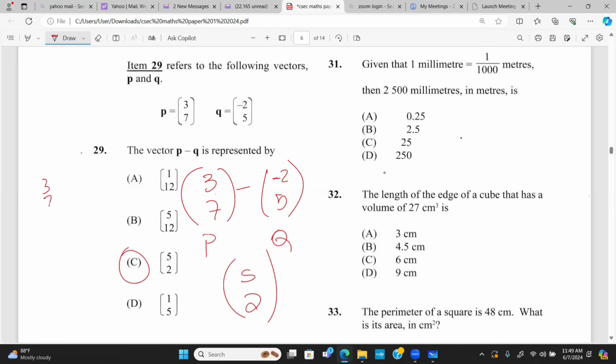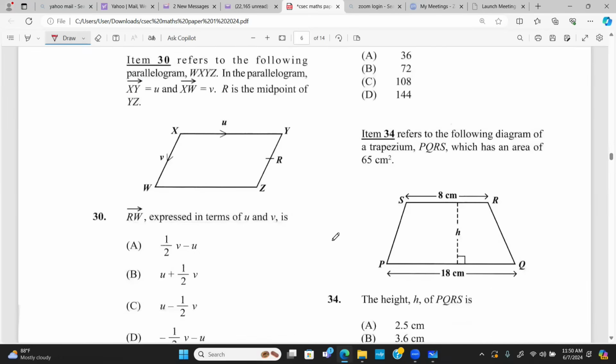Or another way you could have done it is to say that when you subtract vectors, you actually add the inverse. So the negative 2 becomes positive 2, and the positive 5 becomes negative. In other words, when you're changing the sign and you're adding, you're still going to end up with 5 and 2. So it doesn't matter. As long as you just apply yourself, it works. 5, 2, C.